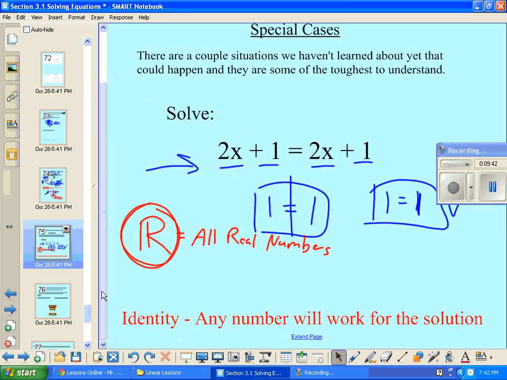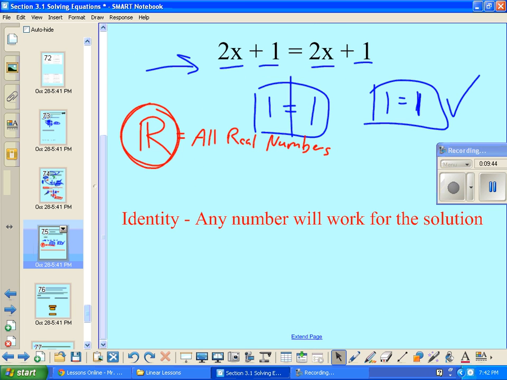Otherwise, the book also talks about this. It's called an identity, as they describe it. And again, it means the same thing, though. They're saying any number will work for the solution. So they're just saying no matter what number you plugged in for this equation, it would give you the correct answer. Again, just making another simple one down here. Let's say I had x plus 2 equals x plus 2. No matter what number I would plug in there, I would get that answer.